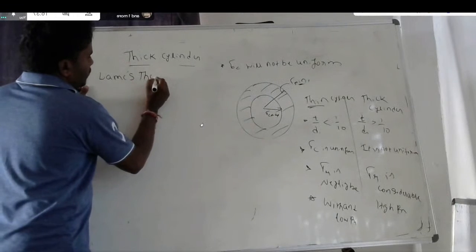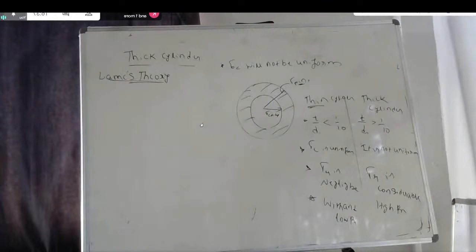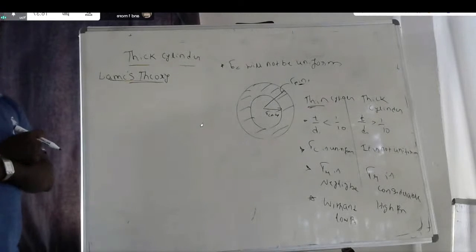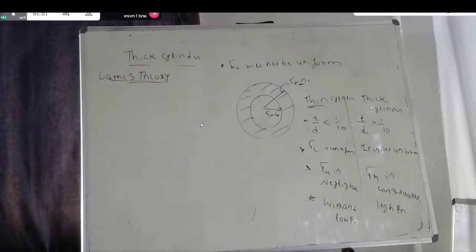Lame's theory. Lame is the name of the scientist. He did the analysis on this thick cylinder and derived his own expressions. That is what we are going to refer to now. Before we derive Lame's equation, there are some assumptions he made. Without assumptions, we can't deal with any analytical part.